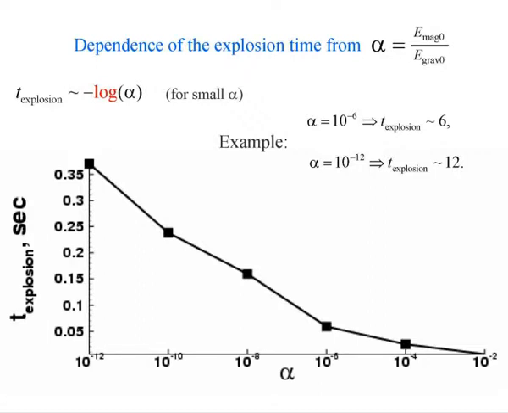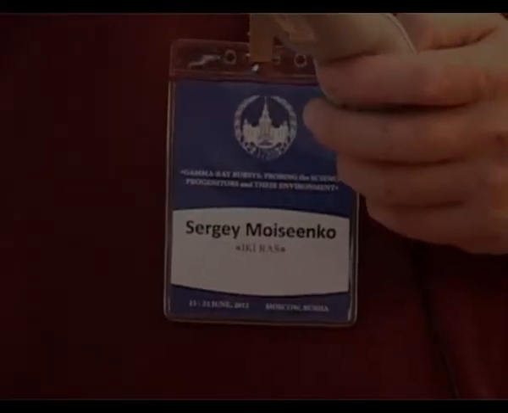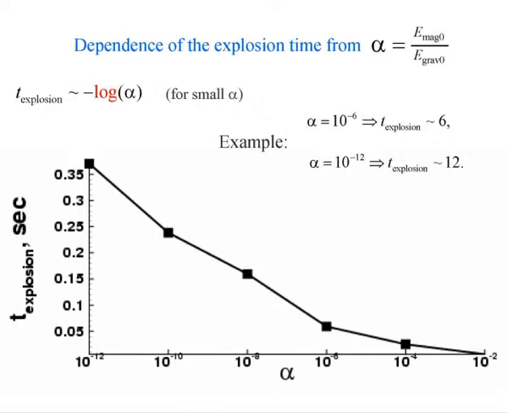And here we plotted the so-called experimental line from our numerical experiments, showing that the time dependence on this parameter alpha in the 2D case is absolutely different. For example, if alpha is decreased by 6 orders, then the explosion time is increased only 2 times. It's again in undimensional variables. You can say it's hours, weeks, or seconds, but it's just an example. Of course, it's less than a second in reality.